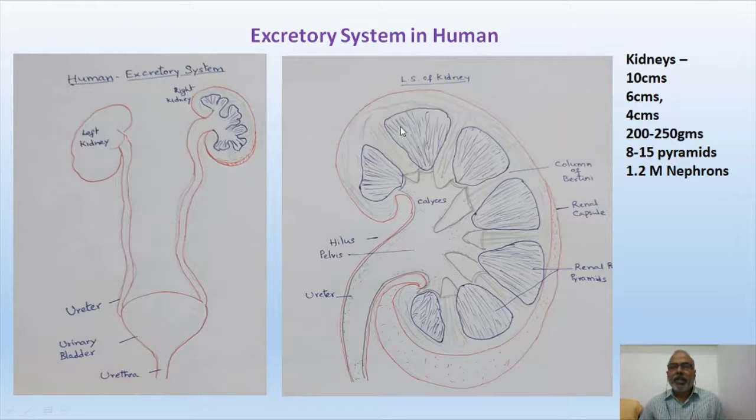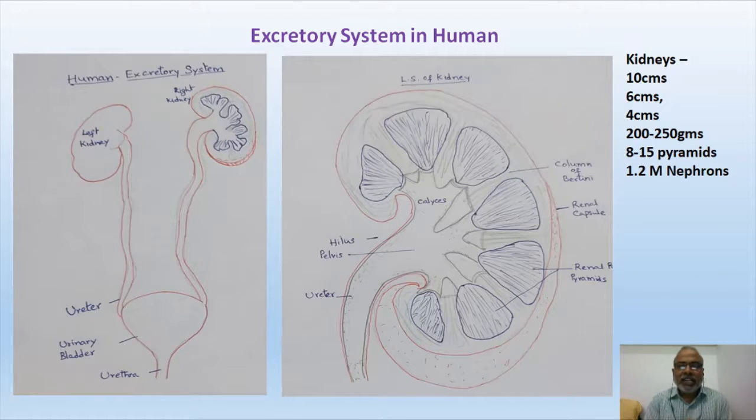Now, how many nephrons are there? 1 million to 1.2 million nephrons are there, and the nephrons play a very important role in the elimination of waste materials and in the reabsorption of water.